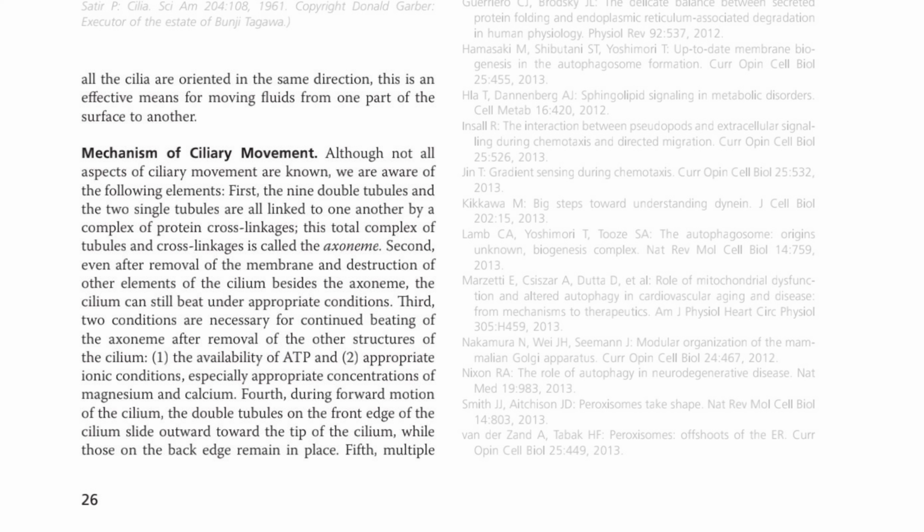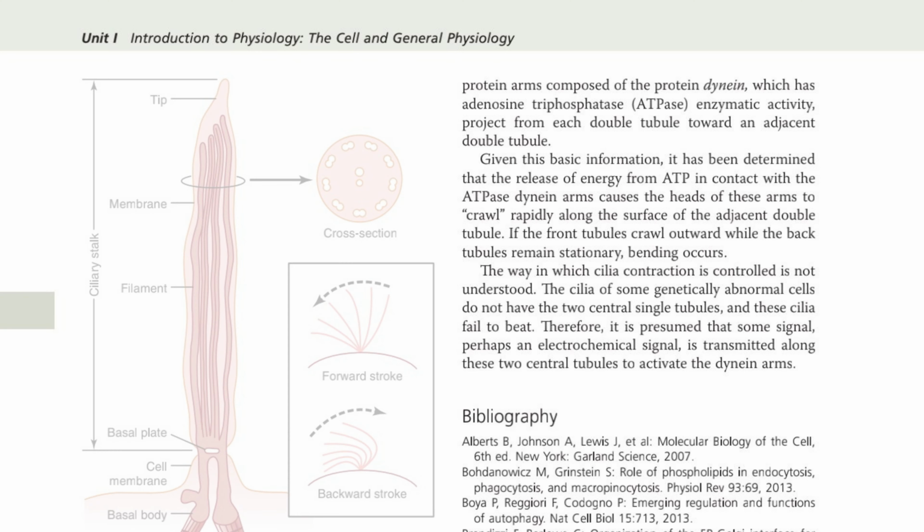Fourth, during forward motion of the cilium, the double tubules on the front edge of the cilium slide outward toward the tip of the cilium, while those on the back edge remain in place. Fifth, multiple protein arms composed of the protein dynein, which has adenosine triphosphatase, ATPase, enzymatic activity, project from each double tubule toward an adjacent double tubule. Given this basic information, it has been determined that the release of energy from ADP in contact with the ATPase dynein arms causes the heads of these arms to crawl rapidly along the surface of the adjacent double tubule. If the front tubules crawl outward while the back tubules remain stationary, bending occurs.